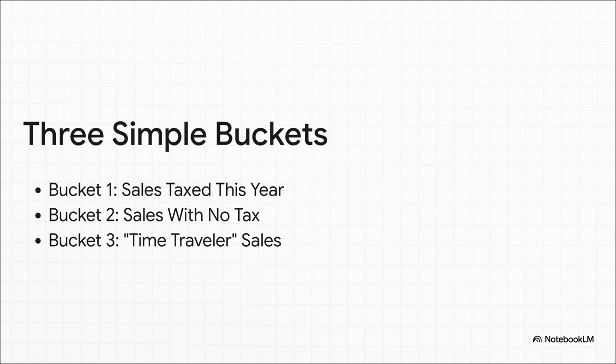To make this incredibly simple, we're going to sort every single sale you made into just 3 buckets. First, you've got sales where you paid the tax within the year. Nice and clean. Second, sales that had no tax at all. And third, my personal favorite, the time traveler sales. Those transactions from this year where the tax somehow ended up getting paid next year.